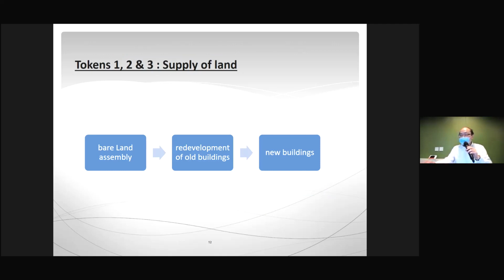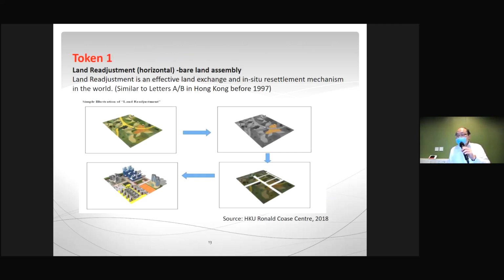My first three token concerns are part of that. It's like the bearing, and then the development of the building, and the new building. Now, for token one, the first one, the land bond. In fact, the idea comes from Hong Kong U, the one local center. If you know economics, you know the Coase theorem. It's about bringing out the maximum efficiency by having zero transaction costs and well-defined property rights.